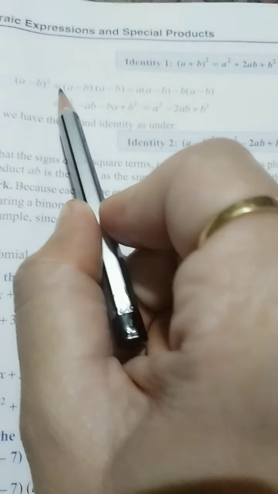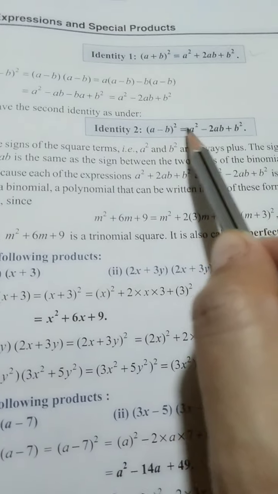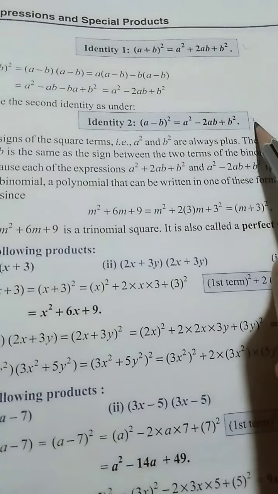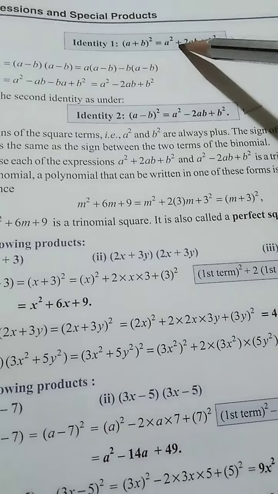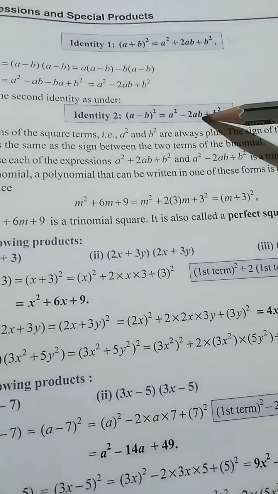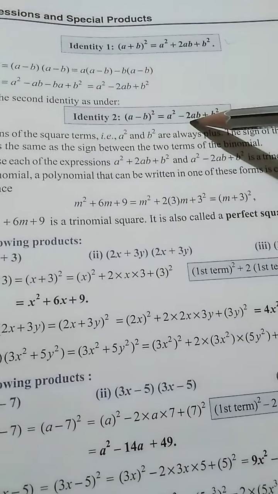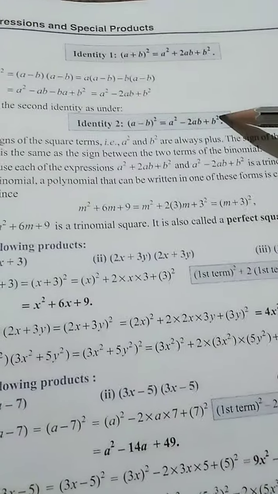Now the second identity is the same but (a - b) whole square. Similarly, find out what the identity is. (a - b) whole square is equal to a square minus 2ab plus b square. This also you will note down in your notebooks. See, the only difference is that here it is plus 2ab and here it is minus 2ab. When it is plus here, it is plus there, and when it is minus here, it is minus there. So you have to learn these identities and note them down in your notebook.